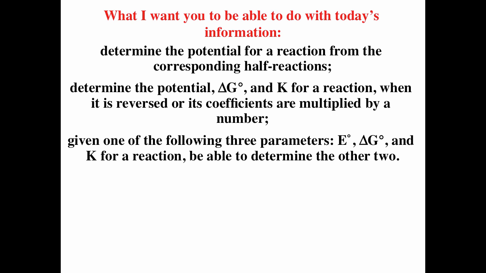What you should be able to do after watching this video is determine the potential for a reaction from the corresponding half reactions. You should be able to determine the potential, delta G naught, and K for a reaction when it is reversed or if its coefficients are multiplied by a number. Given one of the following three parameters, E naught, delta G naught, and K for a reaction, you should be able to determine the other two.